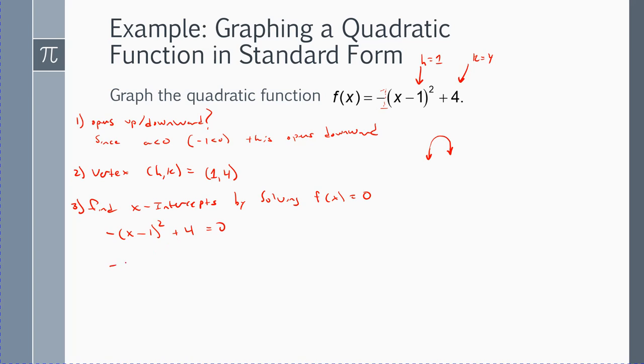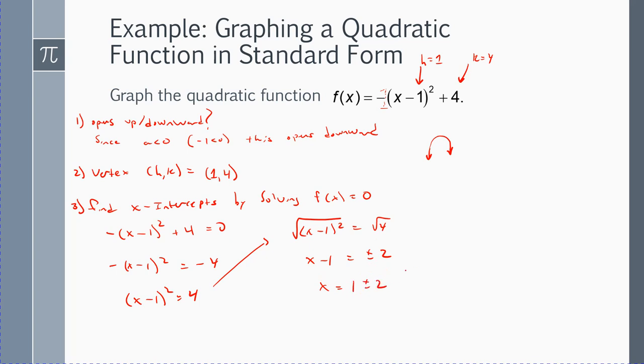First thing I'm going to do is subtract the 4 over. Notice, negative, negative, I'm going to divide by a negative, and I get (x minus 1) squared is equal to 4. So now I'm going to take the square root to solve. Well, when you take a square root to solve, you get 2 solutions. You get plus or minus the square root of 4, which is 2. So look, you have 2 x-intercepts here. I'm going to add the 1 over. So you get x is equal to 1 plus or minus 2.